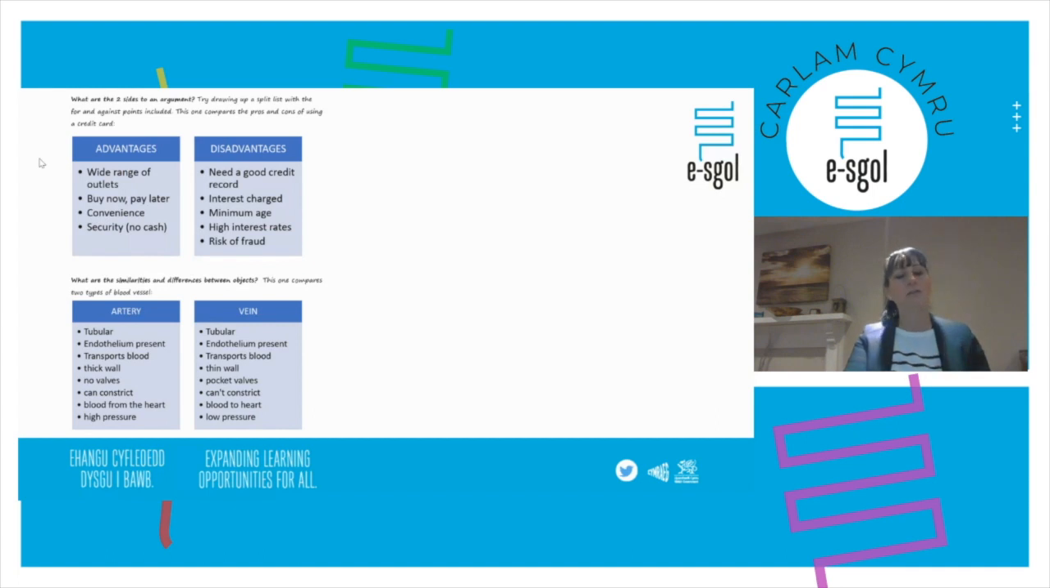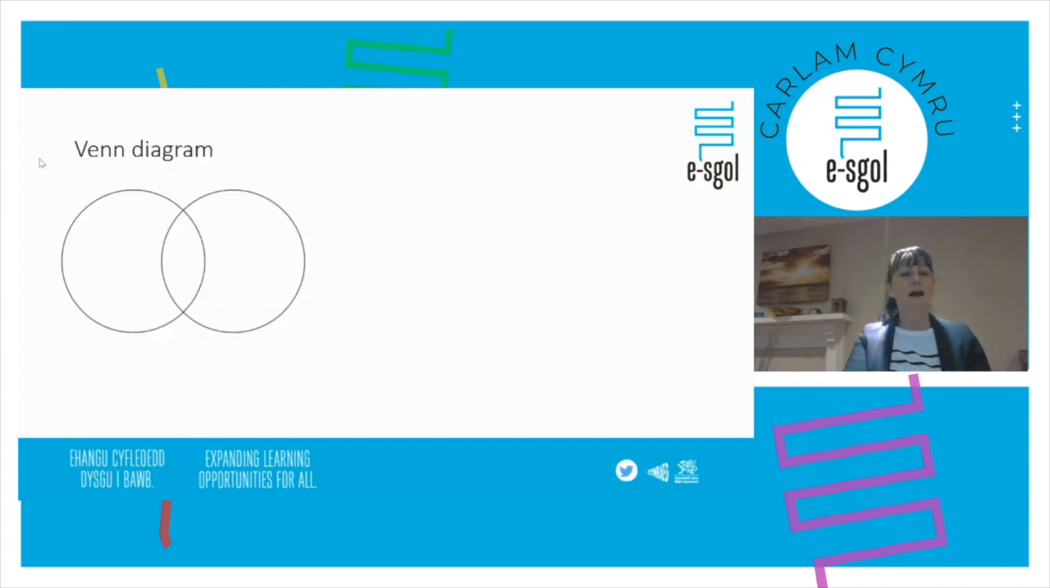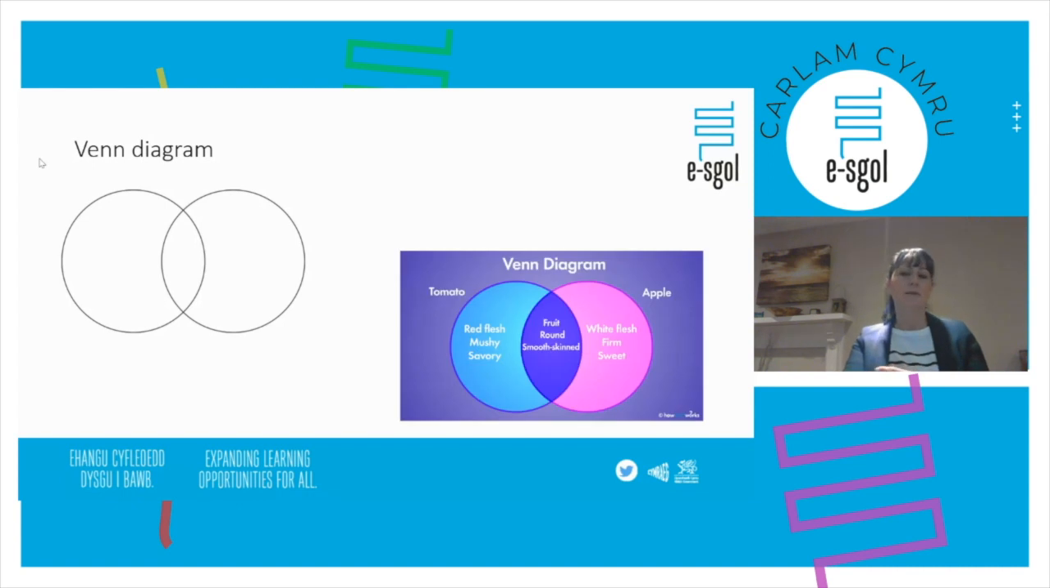So the one underneath there is for blood vessels, and you're comparing arteries and veins. I mentioned earlier the Venn diagram. Now, this is really good when you've got information that sort of corresponds in parts. So what I mean by this is you've got a good example here where you've got a tomato and an apple on either side.